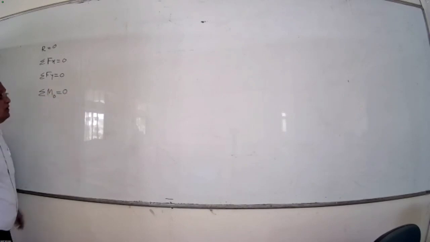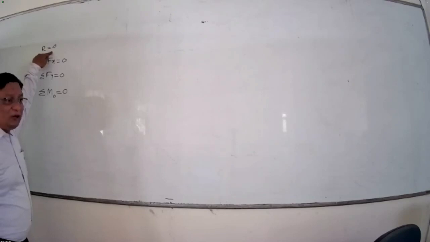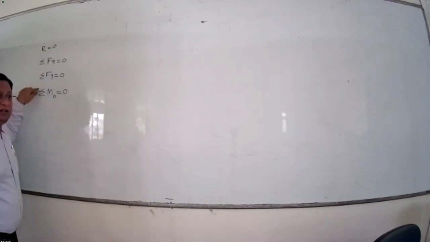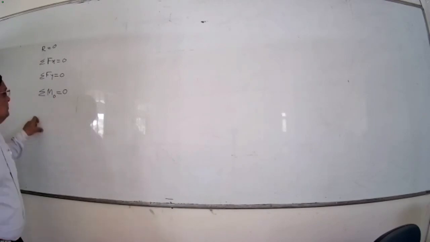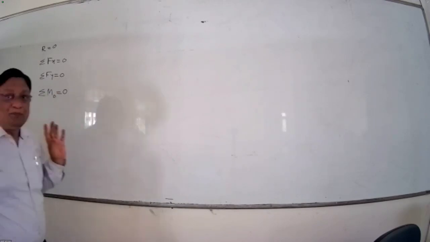So basically, one condition is that the resultant acting on the system is equal to 0, then the body is said to be in equilibrium. As summation of Fx and summation of Fy are the x and y components of the resultant, both have to be 0. And if it is a non-concurrent force system, summation of moment about any point must be equal to 0. So this much we discussed in the last lecture.